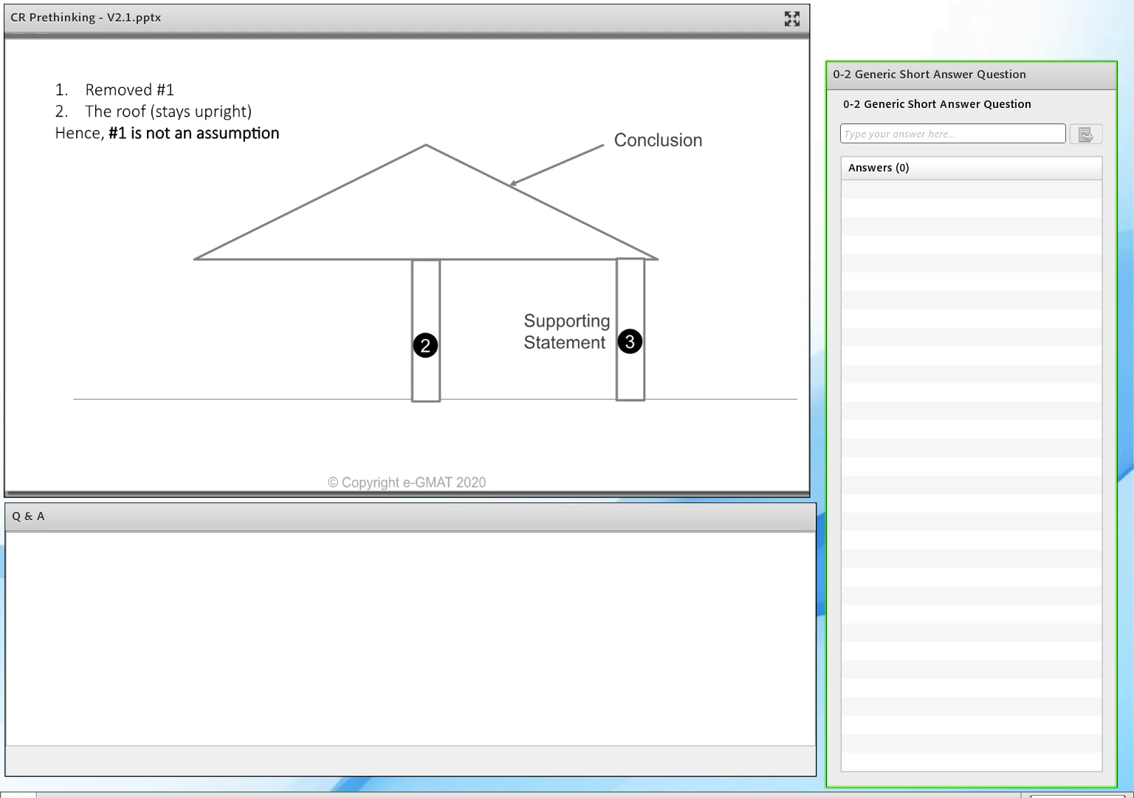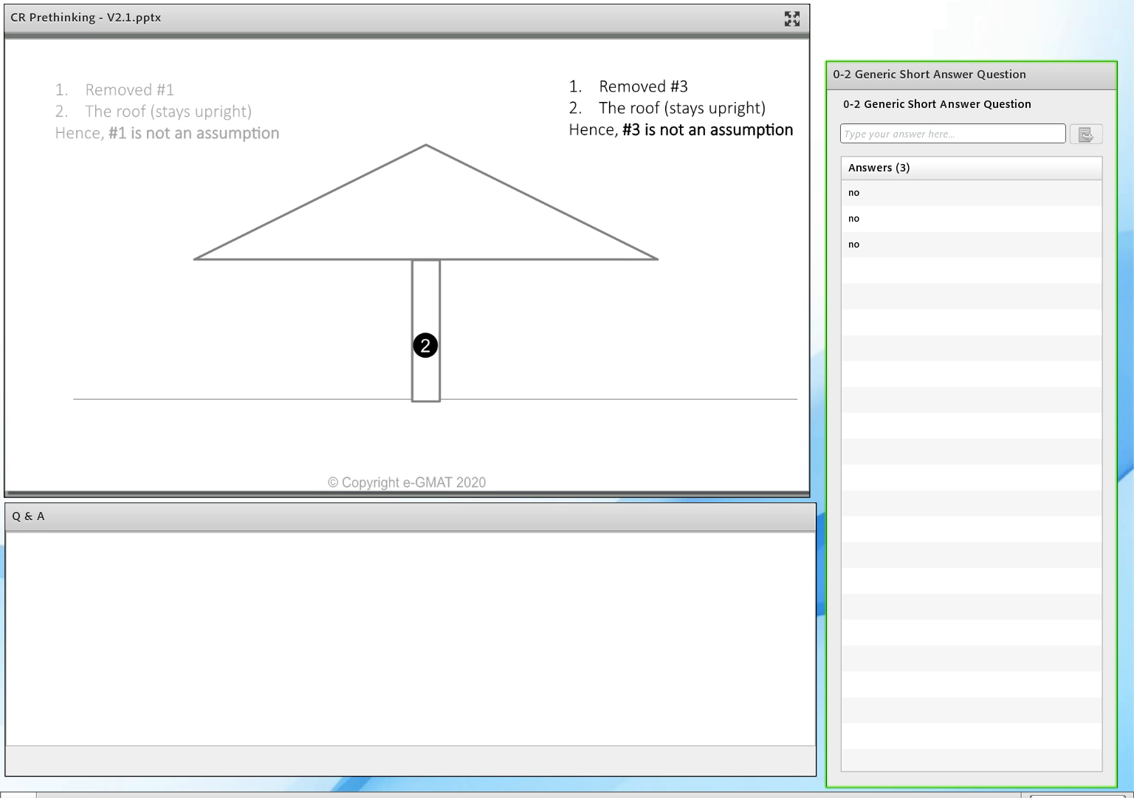So is number 1 an assumption? If I remove that pillar and the roof stays upright, is number 1 an assumption? Yes, no? The answer is no, it's not. Why? Because the conclusion can still stand on its own. Yes, the presence of that pillar made the roof stronger, but if I remove it, it still didn't go down, so it's not an assumption.